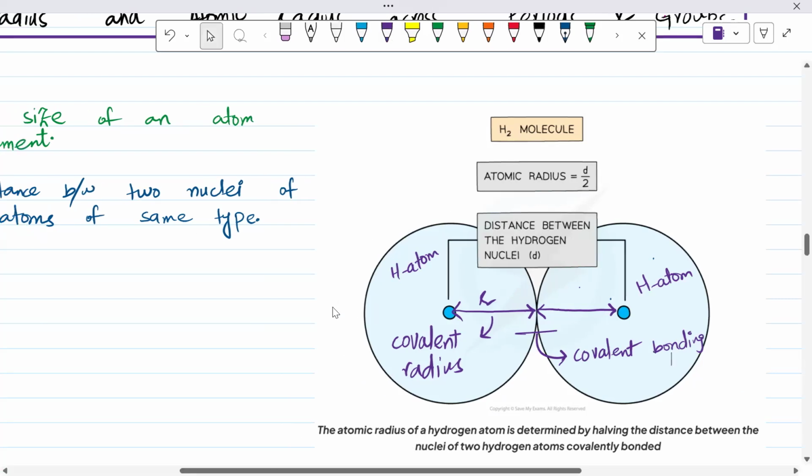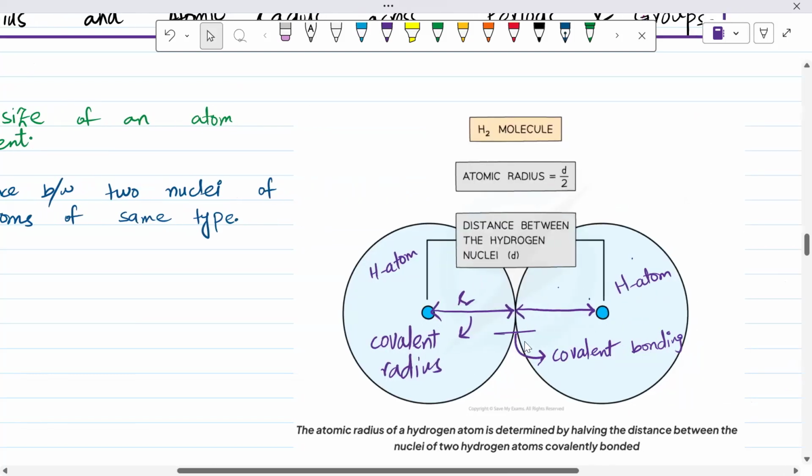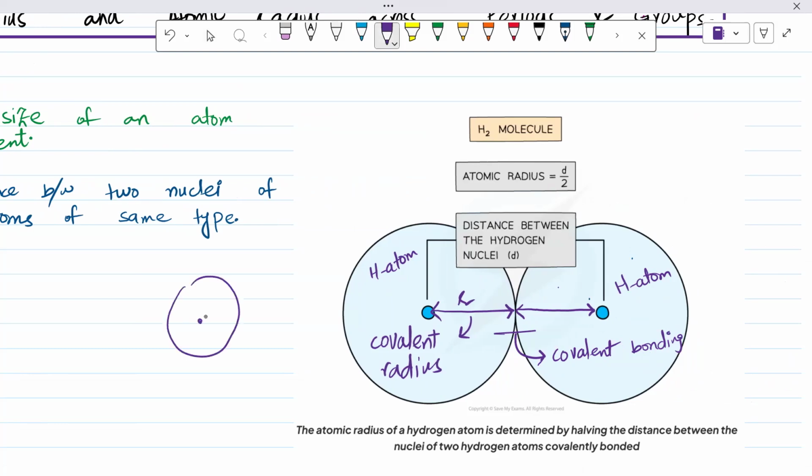And how do we get the covalent radius? Do you know why we need two bonded atoms to know about the radius of one atom? Why is this so? Why can't we have just this? Because it is too small. Yes, it is too small, you cannot get the radius from just one atom.